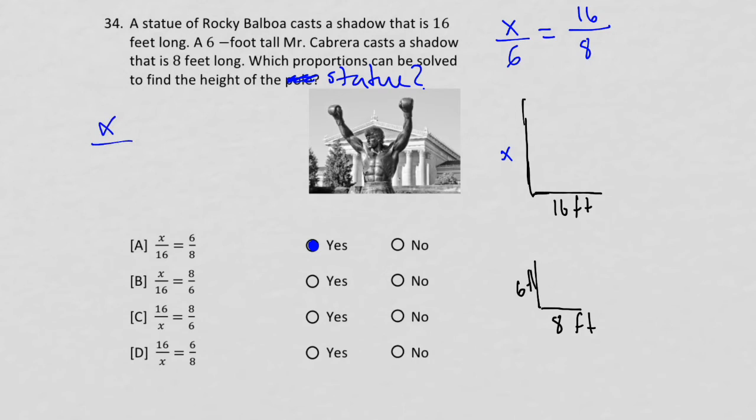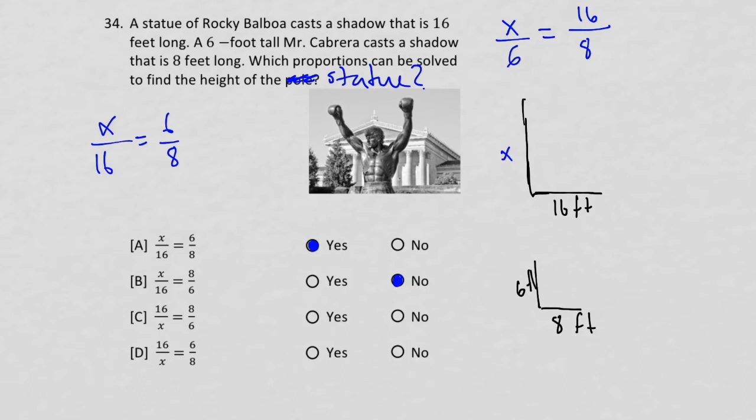Let me write down the one that we already came up with. X over 16 equals 6 over 8, right? Which was A. Let's look at B. X over 16, same thing, but they flip the 8 over and the 6. So that's definitely no. They have the exact same correct thing on the left, but the right side is wrong.